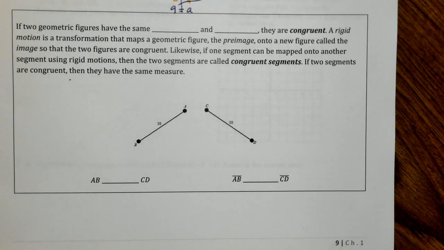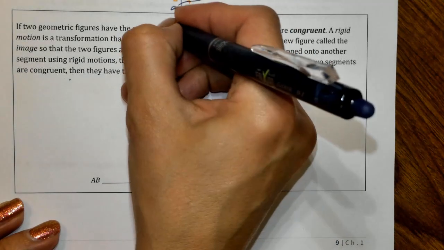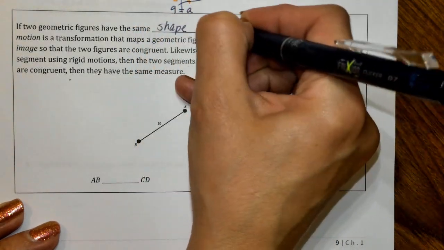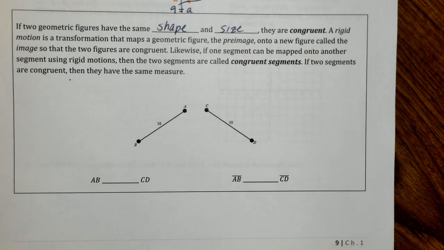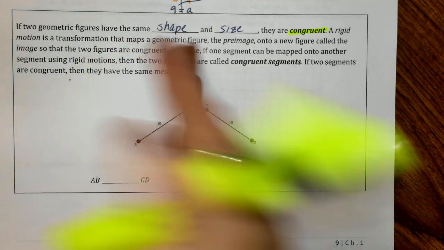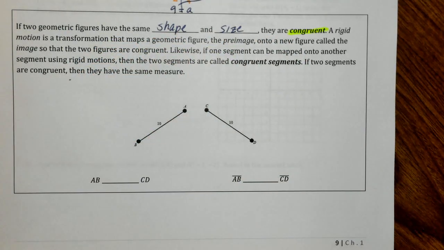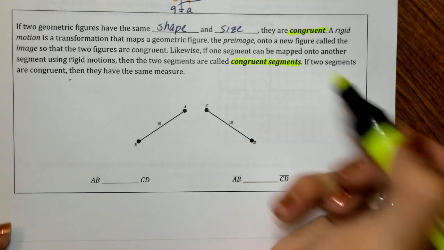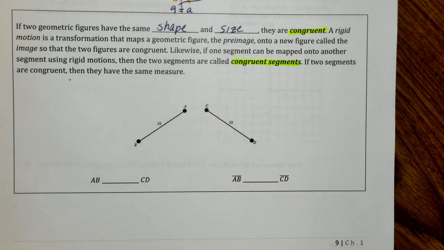All right, if we have two geometric figures that have the same shape and same size, we already know same shape, same size is going to mean congruent. If we have a rigid motion, the transformations we just got done with, the pre-image and the new figure, called the image, are going to be congruent. Likewise, if we have one segment that can be mapped onto the other in a rigid motion, in this case it almost looks like we can just flip it over here, then we're going to have congruent segments.